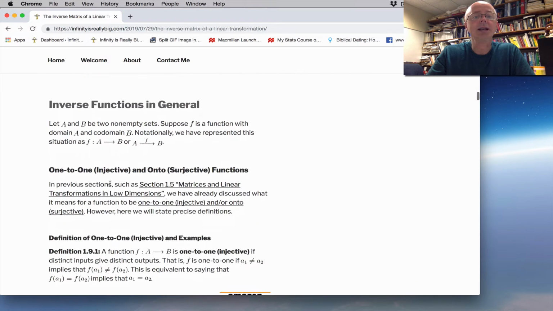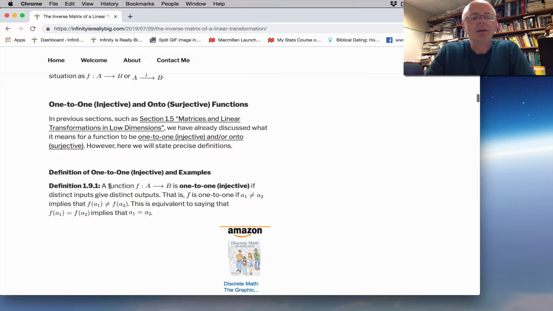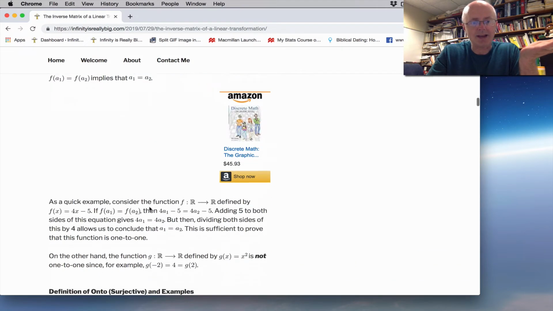All right, the next section is about inverse functions in general. This section is kind of abstract, but it's really, really important. You want to work at understanding abstract things if you want to understand what things are all about in linear algebra. So I've got the official definition, first of all, of what it means for a function to be one-to-one or injective. Here, I have talked about one-to-one and onto in previous sections, but I've never really given you an official definition. Here is a definition of one-to-one or injective and an example.